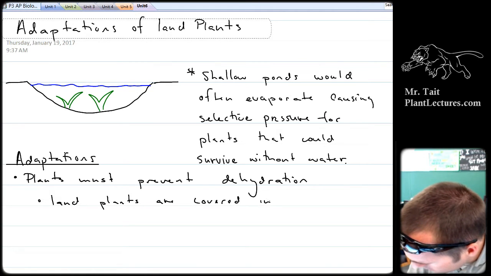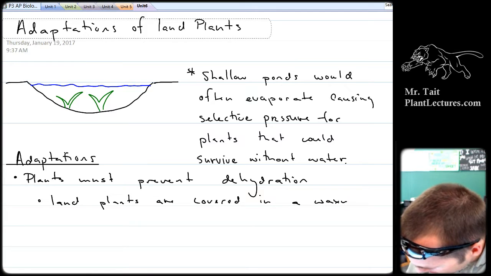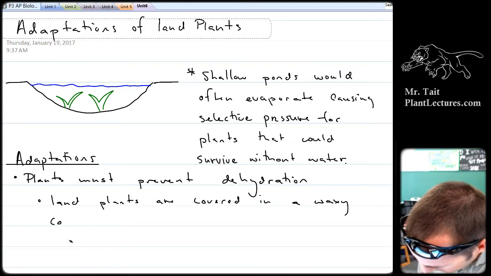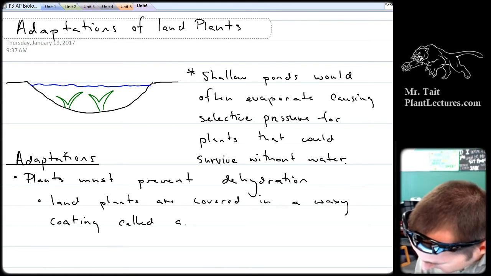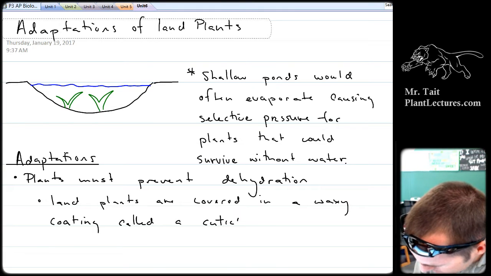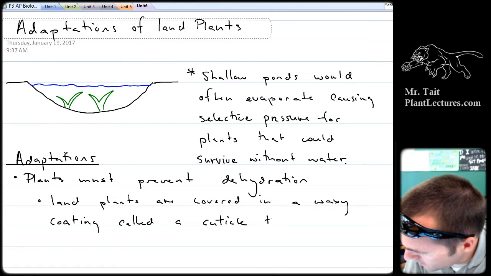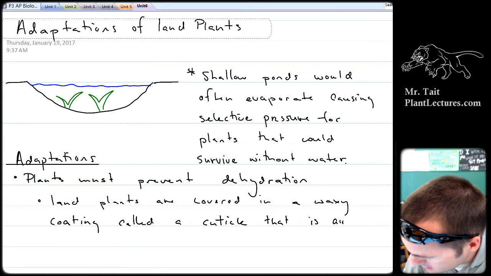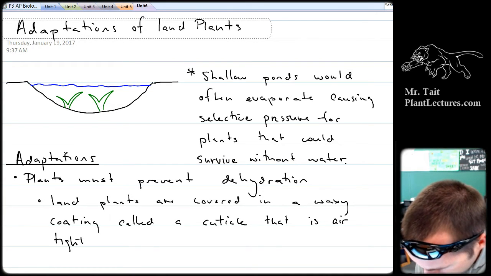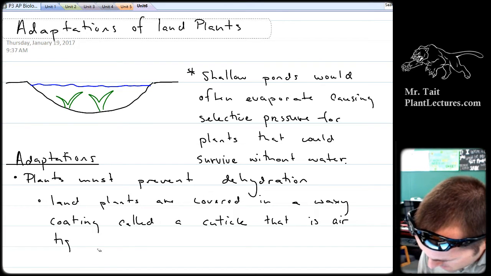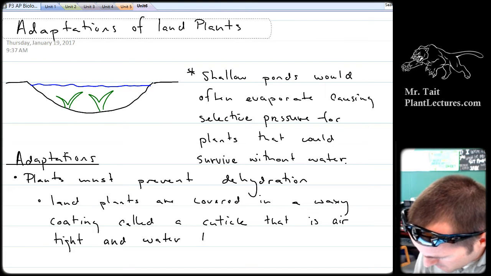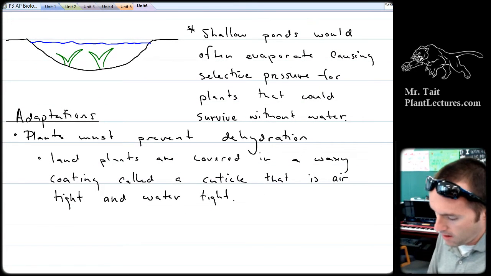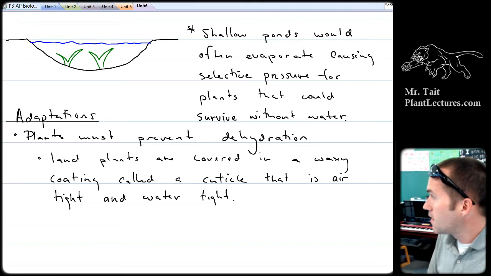So land plants are covered in a waxy coating called a cuticle that is airtight and watertight. Okay?